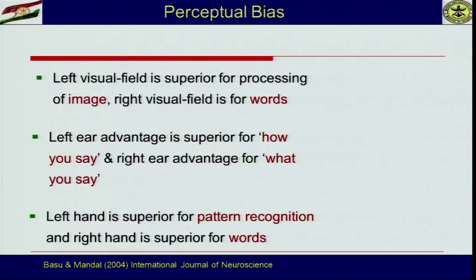Likewise, the left hand is found to be superior in pattern recognition, which is contralaterally connected with the right side of the brain, and the right hand is found to be superior for the processing of words, which is contralaterally connected with the left side of the brain. So, if we understand the perceptual bias, we will find that visual processing, auditory processing, and tactual processing are somewhat organized contralaterally with the two sides of the brain.